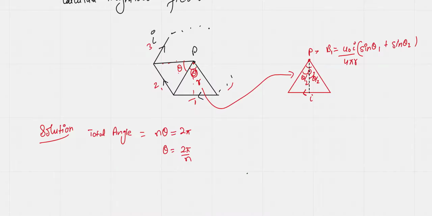Theta 1, theta 2. Can I say B1 is mu naught I divided by 4 pi r times the bracket? And what is this part? This is nothing but 2 times sine of theta by 2. This is theta, theta. Is it clear till now? Yes, sir. Now, can you solve it further? Can you think of what we should do next?